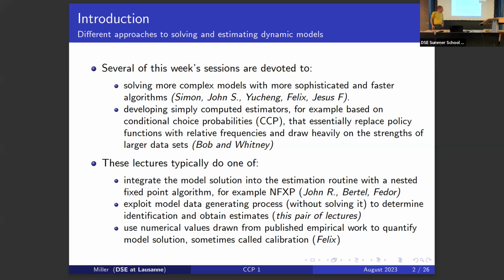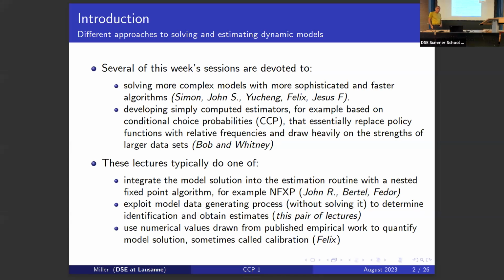Or they could exploit the data generating process. By the data generating process, I mean: take the model, get the equilibrium. The equilibrium is a stochastic process. What part of it do you observe in the data? That's called the data generating process. So you take the data generating process, figure out what is actually identified, point identification or set identification, for example, and then obtain estimates.